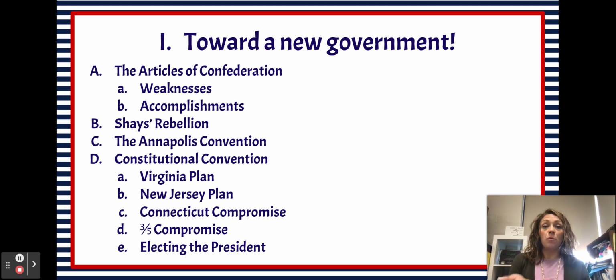So each state was going to be given the same amount of electoral votes as their number of senators plus representatives. Okay, so we know every state gets 2 senators no matter what. And then in the House of Representatives, states are given representation based on their population. Okay, so some states like California have a huge number of electoral votes because they have so many representatives because they have so many people. Okay, so those were the two main suggestions.